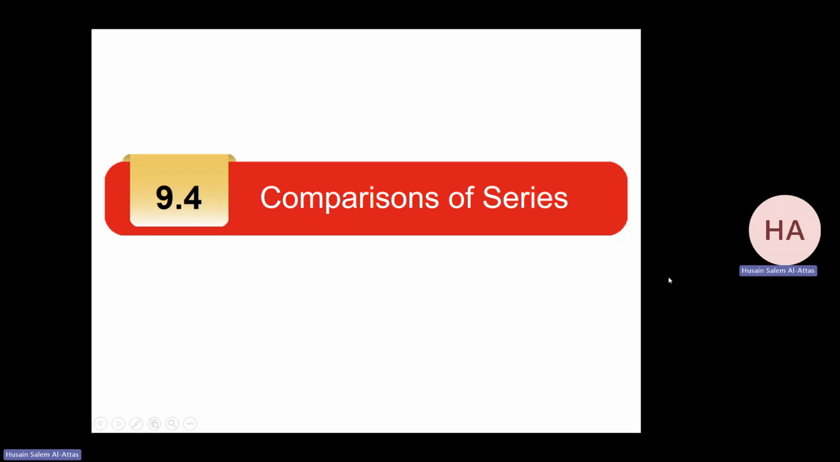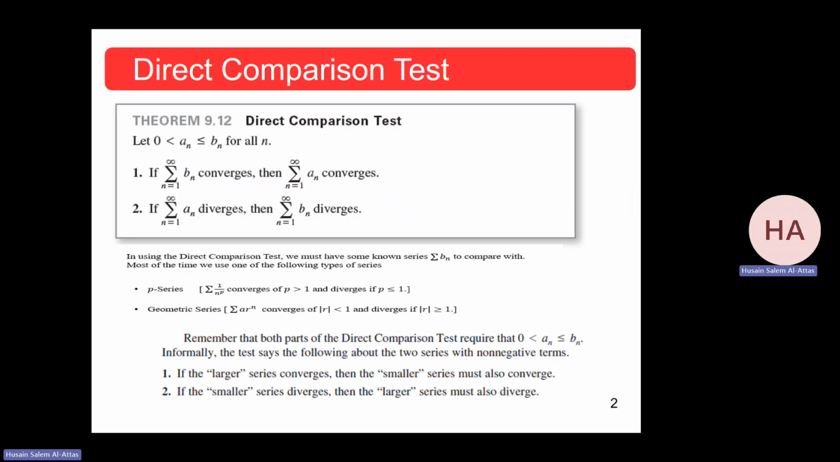We look at it. Actually, we don't have that much in this section. We have two main rules or two main methods to discuss the convergence and divergence of series. So we have this one, the direct comparison test.